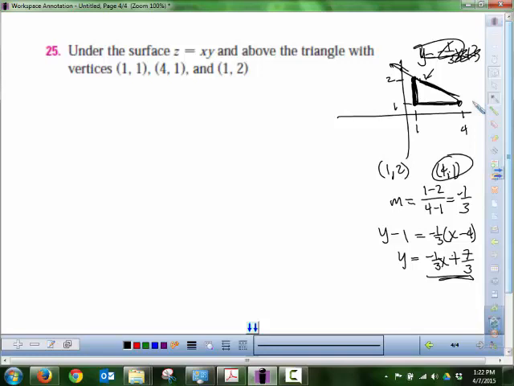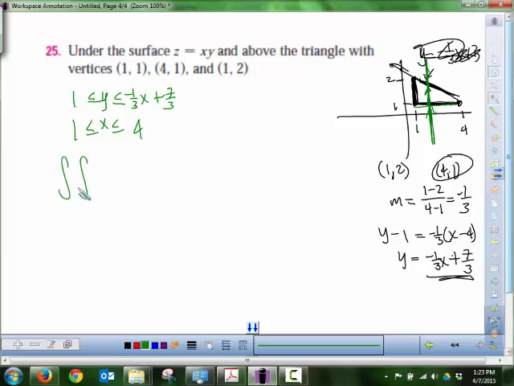So since I have y solved for, I'm going to integrate with respect to y first. So if I integrate with respect to y first, I'm going to draw a line parallel to the y-axis, and I'll see when I'm going to enter and exit my region. So I enter my region here when y is equal to 1. That's this line right here. And I exit the region at this function, negative 1/3 x plus 7/3. And then my x is going to go from 1 to 4.